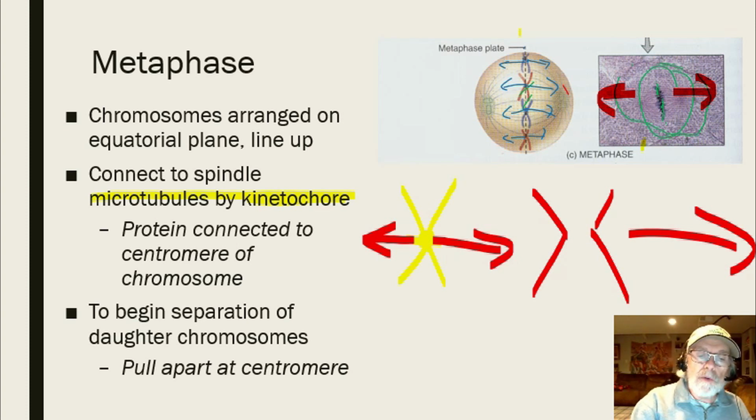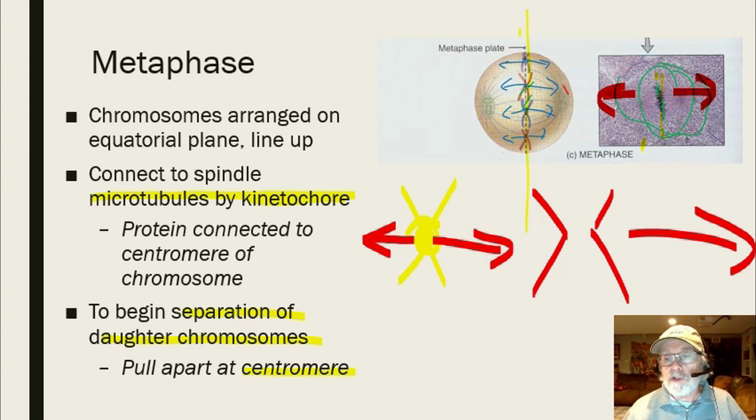Okay, so the big thing in metaphase is that these chromosomes will line up along the equatorial plane of the cell. They line up in a line along that equatorial plane, as you see up in here. And then we start to see a separation of the daughter chromatids. They're pulled apart at the centromere, the central circle, where it holds the two sister chromatids together.